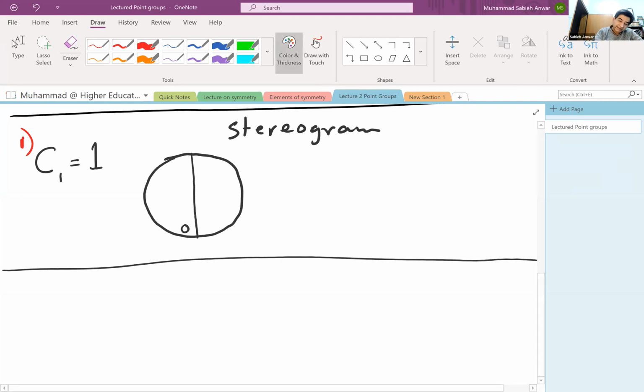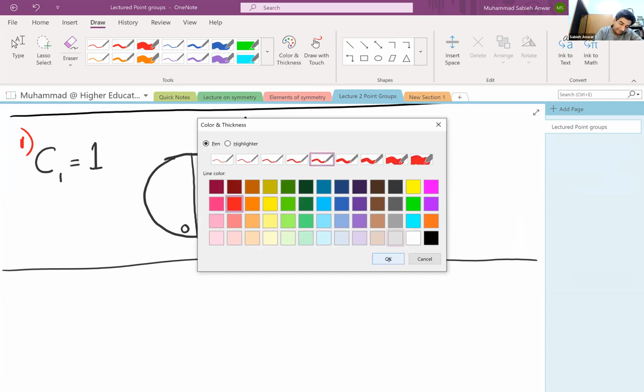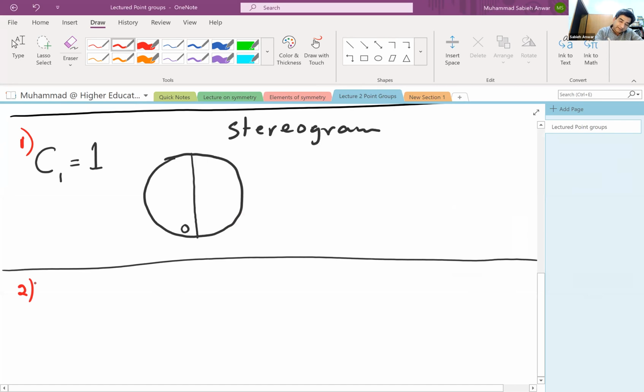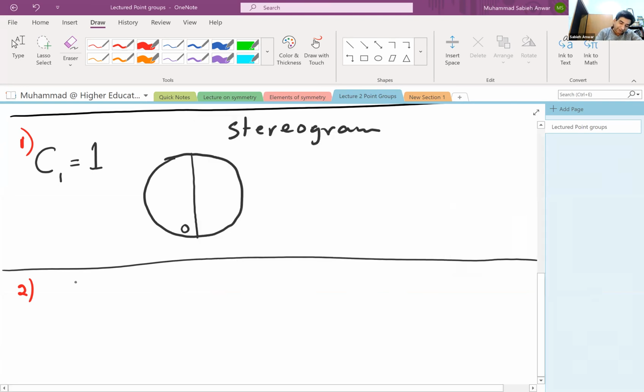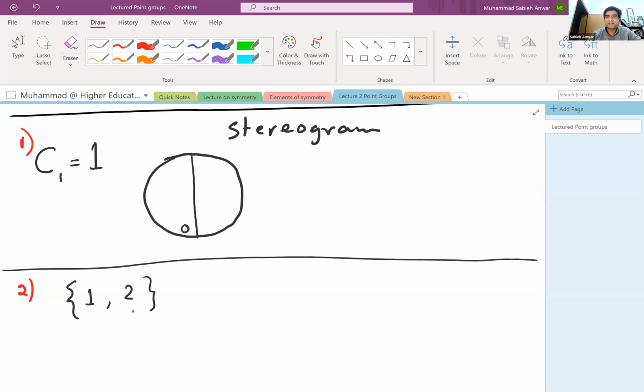Now the second group is the possibility of having a two-fold rotation. But the two-fold rotation comes with an identity always. So every group must have an identity, 1. So this is the second point group, that is, it comprises the identity and the two-fold rotation.